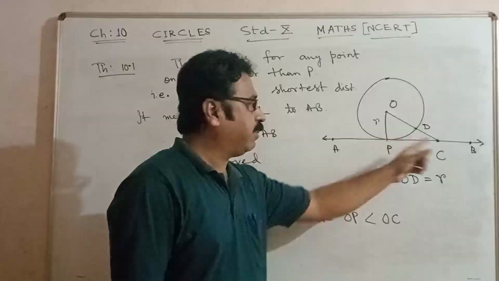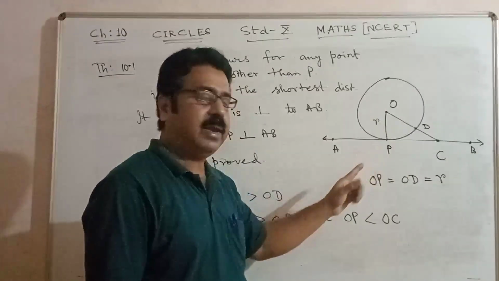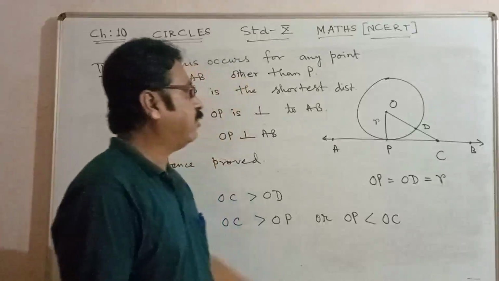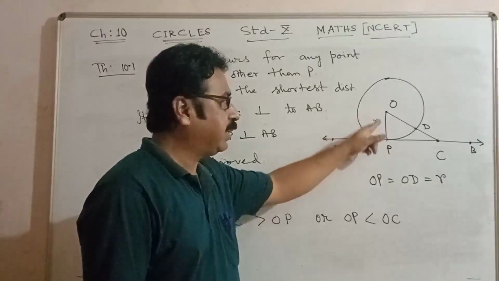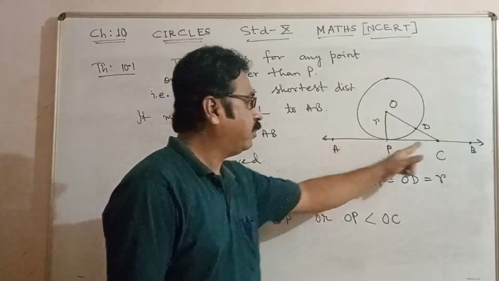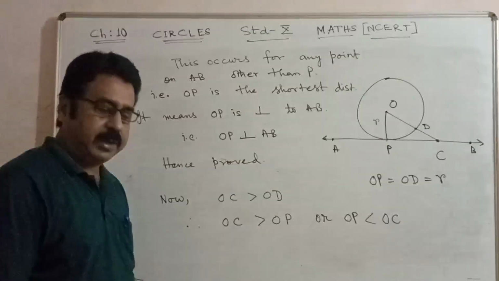If we take any other point except P, we will always get OP less than that distance. So OP is the minimum distance. Now minimum distance means it is perpendicular to AB. That means OP is perpendicular to AB.